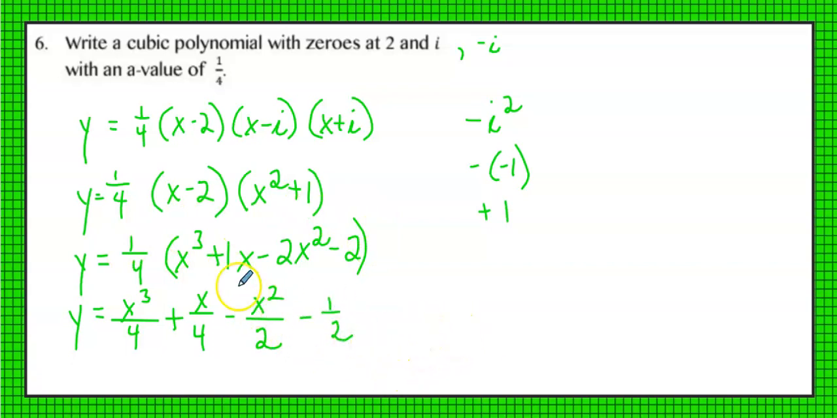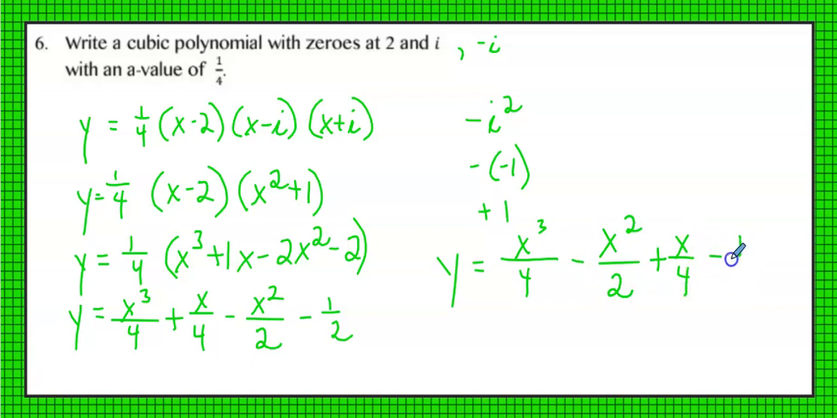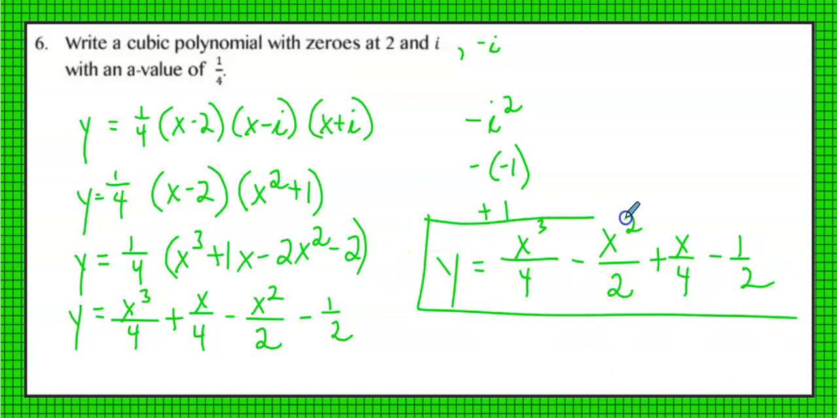Now, I want to write it in standard form. This is not in standard form because these two are out of order. So I'm going to write it over here. I just need to switch these two so that they're in descending order. y equals x cubed over 4. Again, you could write 1/4 x cubed, same thing. Minus x squared over 2 plus x over 4 minus 1/2. So this is standard form with your exponents in descending order.